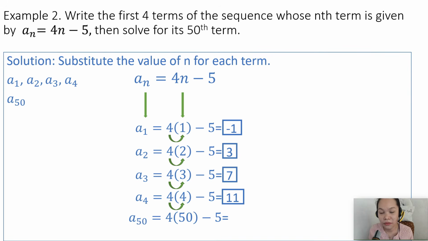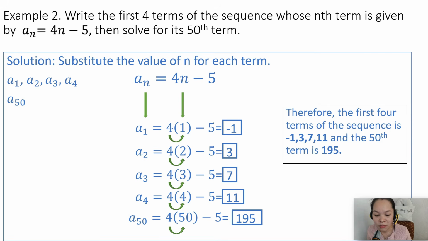Next, for a50, since we're done with a1 to a4, we're going to solve for a50. So the same procedure, you are going to substitute for n. This time, our n is 50. So we have a50 is equal to 4 times 50 minus 5. 4 times 50 is of course 200. And 200 minus 5 is 195. So therefore, the first 4 terms of the sequence are negative 1, 3, 7, and 11. And the 50th term is 195.